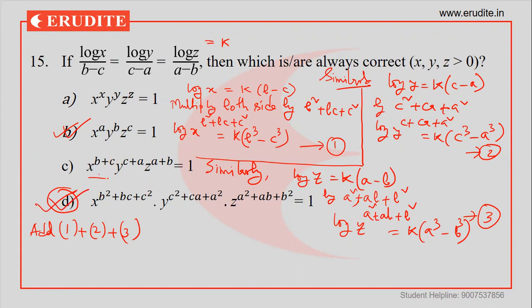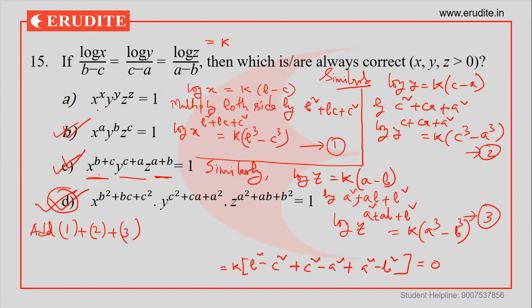Achha, if I try to check this one, then what I have to do is b plus c. So in place of our equation 1, it should be b square minus c square. If I go on adding, then the right hand side will be k into b square minus c square plus c square minus a square plus a square minus b square. What happened? Again it would be equal to 0. And again it is 0, which means this is also true. So I can find that our answers B, C, D are all true.